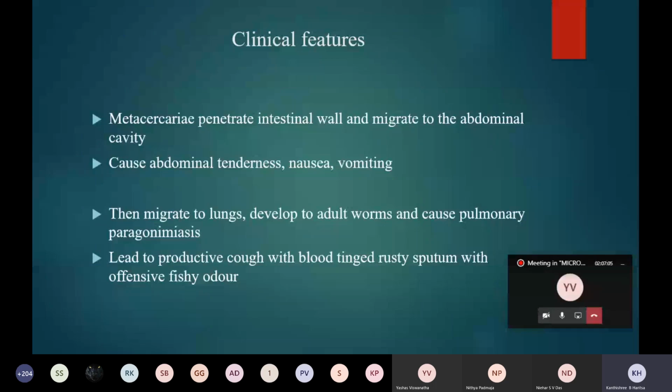So coming to the clinical features, the metacercarial larval stage penetrates the intestinal wall of man and migrates to the abdominal cavity. There it can cause abdominal tenderness, nausea, vomiting. Then it migrates to the lungs, develops into adult worms and causes pulmonary paragonimiasis. There the symptoms will be productive cough with blood-tinged rusty sputum with an offensive fishy odor.